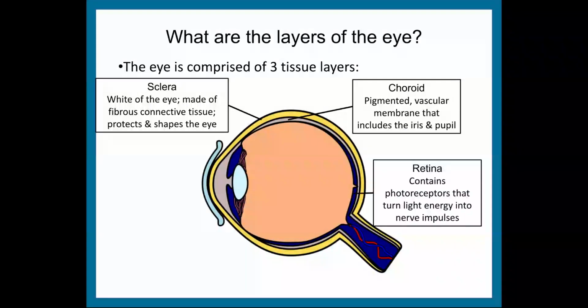All right, and then you have the retina. The retina is this tissue layer that contains photoreceptors. These photoreceptors turn light energy into nerve impulses. Okay, so those are the 3 layers of tissue that make up the eye.